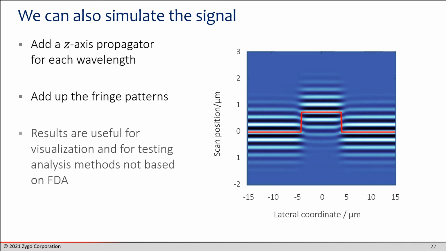So why would you want to do this? Well, it's useful for visualization. Makes a nice picture, I think so. It's also good for testing analysis methods that are not based on FDA. So if your method of reducing CSI data for surface topography does not involve FDA, you're doing envelope detection or some other method, correlation method, then simulating the signal and using this procedure is a very useful thing to do.